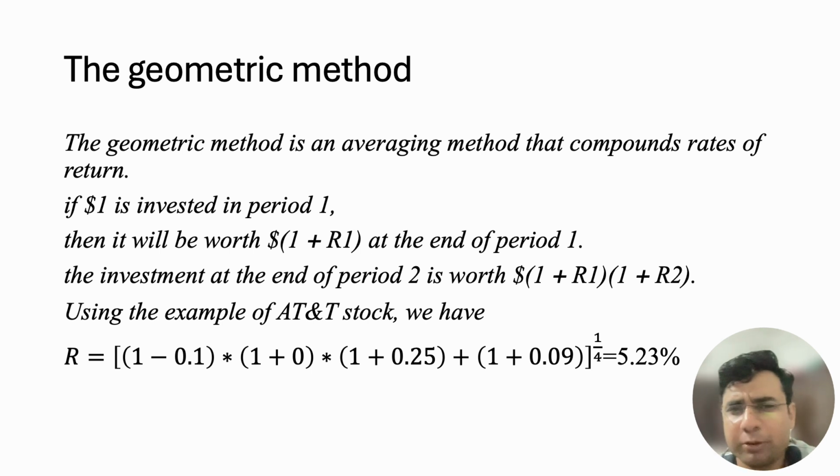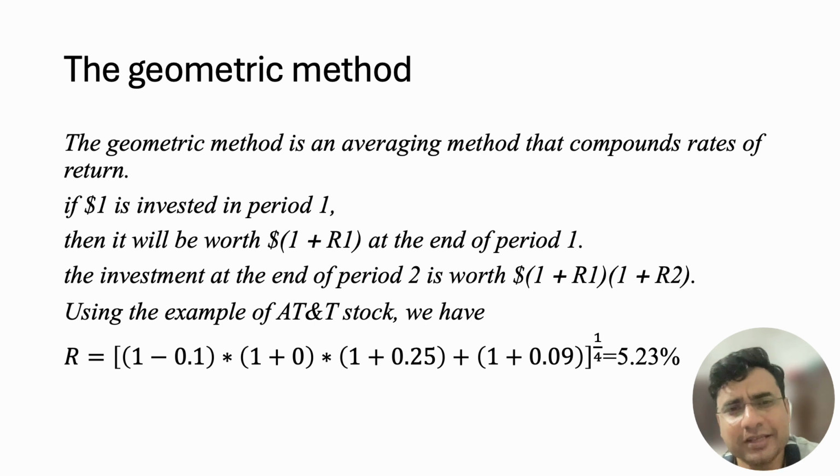Finally, coming to the example of AT&T, where the 4 yearly returns are 10%, 0%, 25%, and 9%. According to the geometric average, the rate of return over this 4-year period will be like this: at the end of the first year, it will be 1 minus 10%, which is 1 minus 0.1. Then at the end of the second period, it would be this amount, 1 minus 10%, multiplied by 1 plus 0%. This will be the return at the end of period 2.